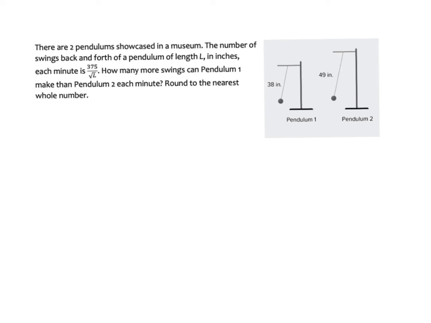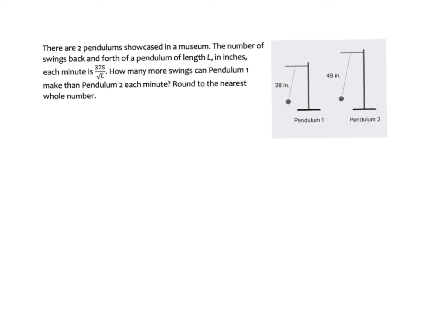All right, I want you to pause the video, read through this question and think about what you would do to solve it. It says I have 2 pendulums in a museum, and they're going to swing back and forth, back and forth. How many more swings can pendulum 1 make than pendulum 2 every minute? And it says round to the nearest whole number. So that's kind of nice. We're rounding to the nearest whole number.